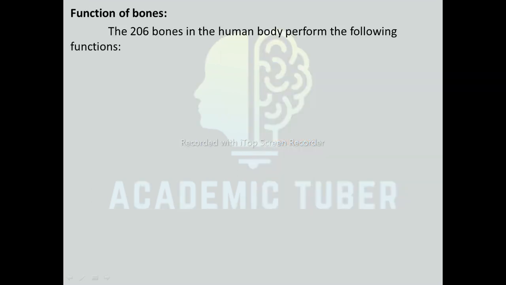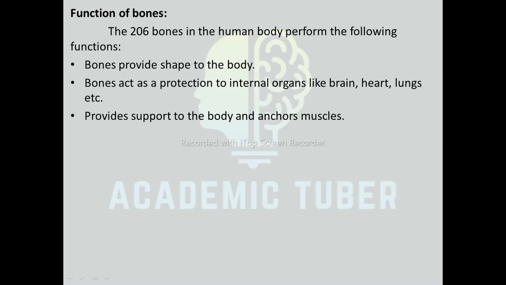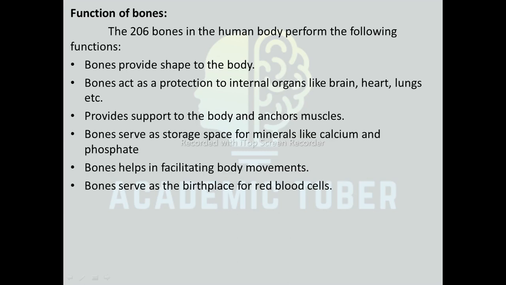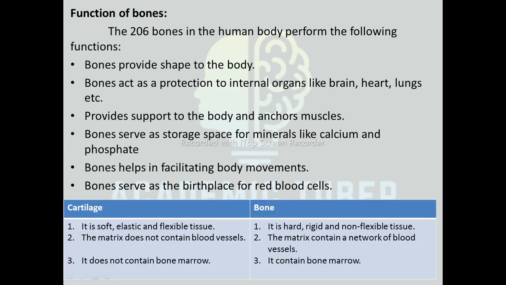Function of bones. The 206 bones in the human body perform the following functions. They provide shape to the body, acts as protection to internal organs like brain, heart, lungs, etc. They provide support to body and anchors the muscles. Bone serves as a storage space for minerals like calcium and phosphate. Bone helps in facilitating body movements. Bone serves as a birthplace for the red blood cells.